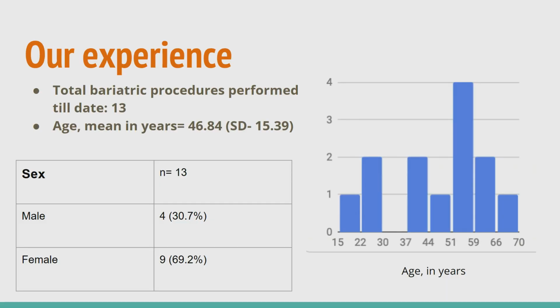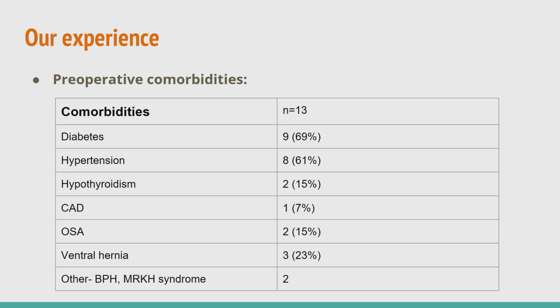Coming to our experience, till now we have operated on 13 patients. The mean age of these patients was 46.84. Four were male and nine were female. Most of the patients were between the ages of 40 and 60. Nine patients were suffering from diabetes, eight had hypertension, two had hypothyroidism, one had coronary artery disease, and OSA was present in two patients. Ventral hernias were present in three patients. They really came to us to get operated on. So initially we gave them options for weight loss, and two patients were suffering from BPH, and one had a syndromic presentation in terms of uterine agenesis.